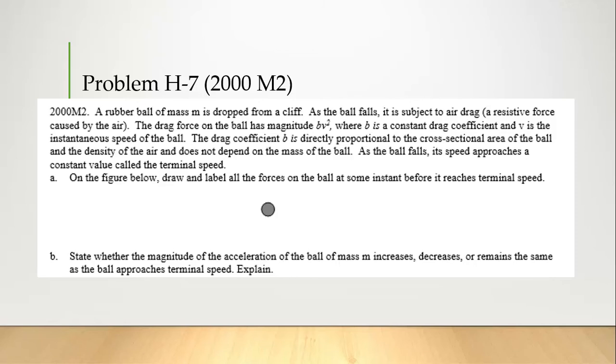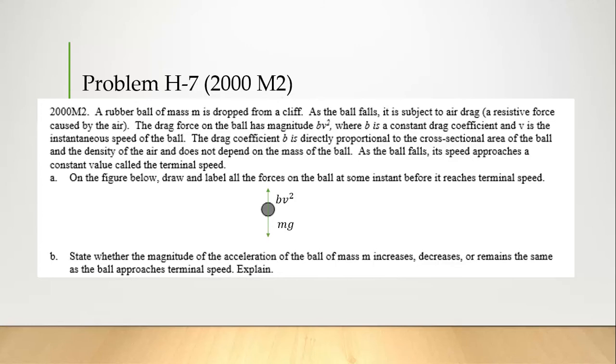So in the figure below, it wants us to label the forces at some instant before it reaches the terminal speed. And we have mg and bv squared up. That's what you would need to do in this. Label the two forces. Weight going down, bv squared going up. I'd have to go look at the scoring guide, but I'm willing to bet this is probably 2 points. One for mg going down, one for bv squared going up.